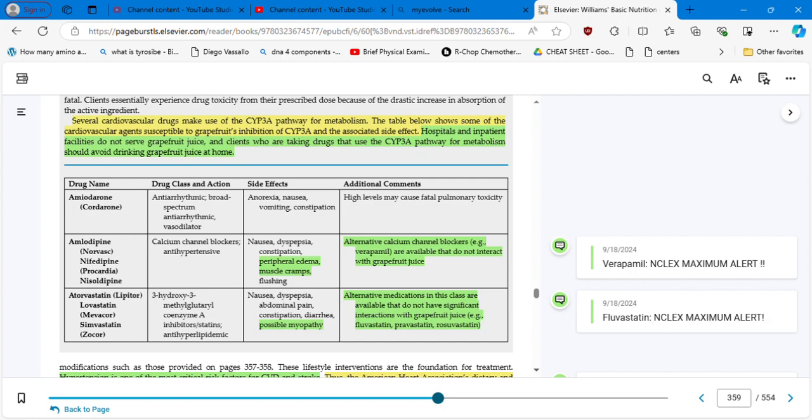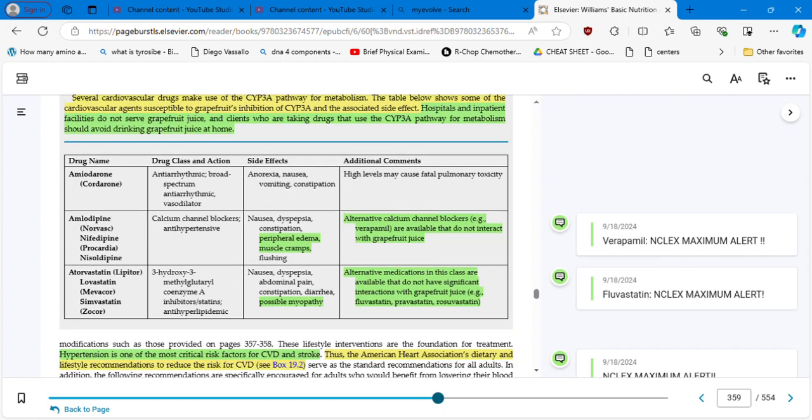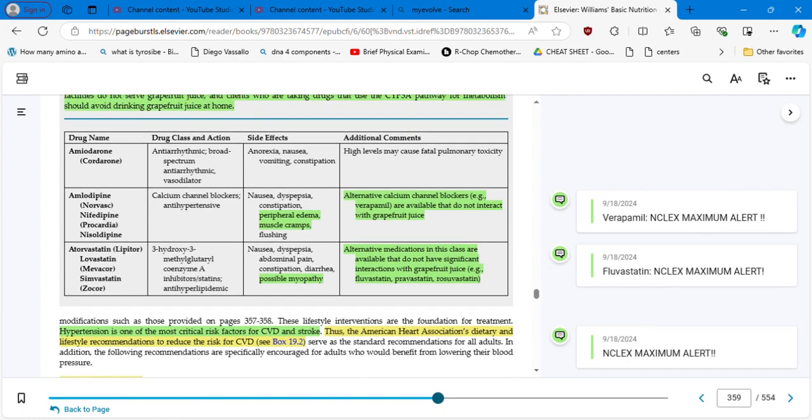Atorvastatin, okay. Alternative medications in this class are available that do not have significant interaction with grapefruit juice. For example, fluvastatin, pravastatin, rosuvastatin. These are the statins for the cholesterol, right? Very important. So that's good to know. NCLEX alert. Remember that 30% of the NCLEX is going to be pharmacology. So you need to know that.